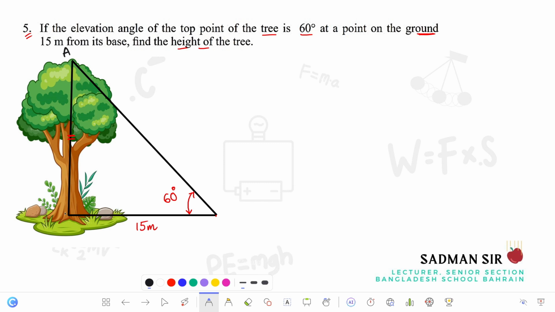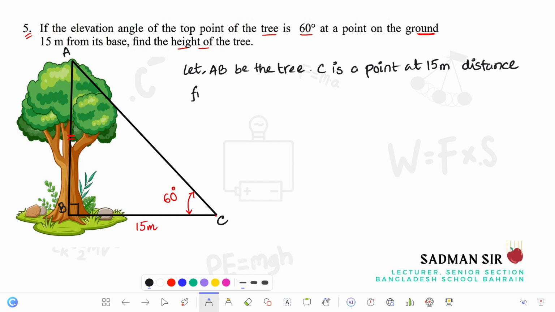Let us name this point A, this point B, which will definitely be at right angle with the ground, and this point C. We start by mentioning the description of the tree. Let AB be the tree, and C is a point at 15-meter distance from B. B means the base of the tree. They said 15 meters from its base, so we considered the point B as the base of the tree. So BC will be equal to 15 meters.